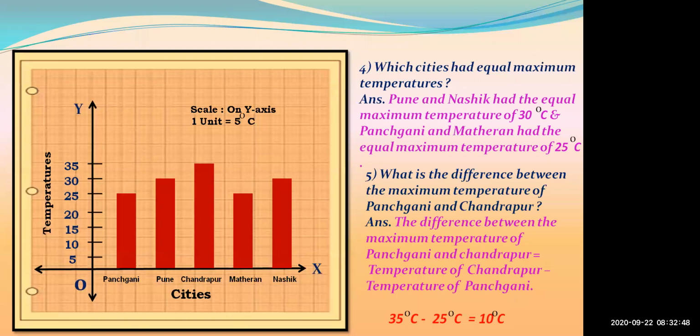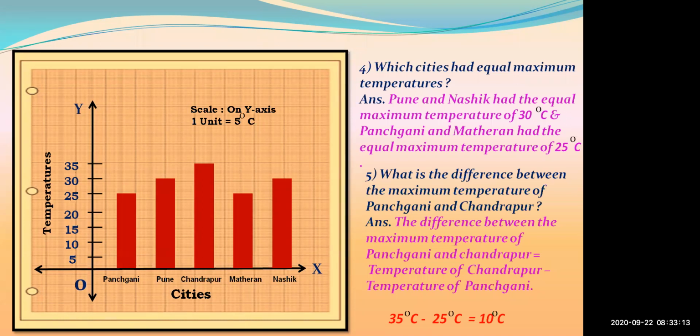See now how to write. Whenever you are finding the difference, keep in mind, first we will take the maximum temperature, then you will take the minimum temperature, because we have to do subtraction here. So whenever we do subtraction, we take the greater number first and then the smaller number. So here what is the maximum temperature? Here the maximum temperature is 35 and that temperature is of Chandrapur.